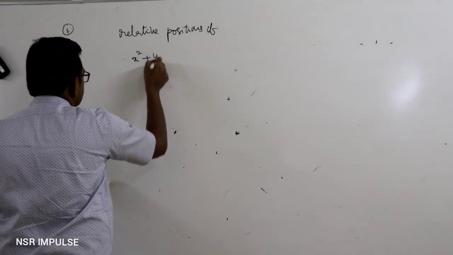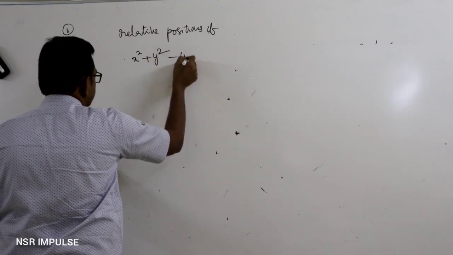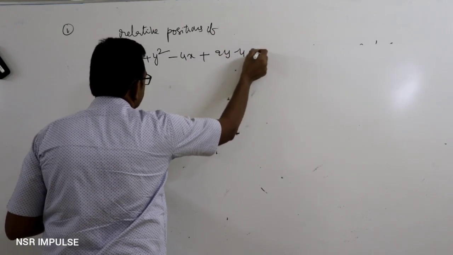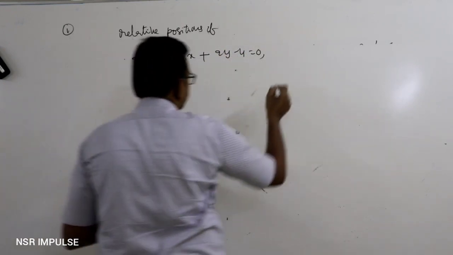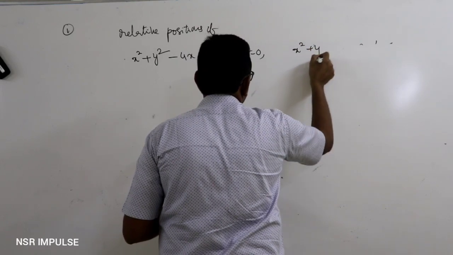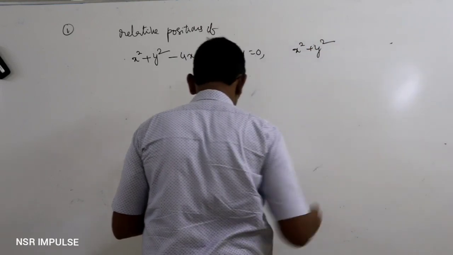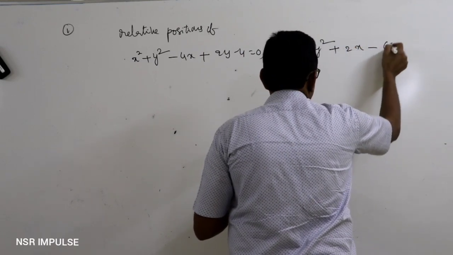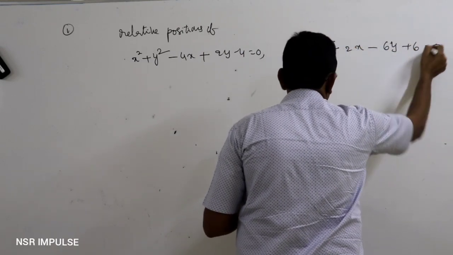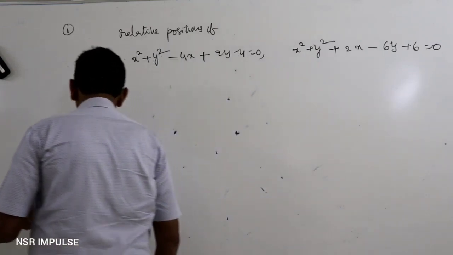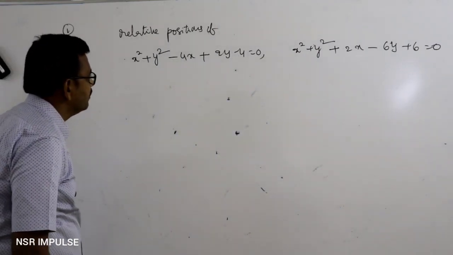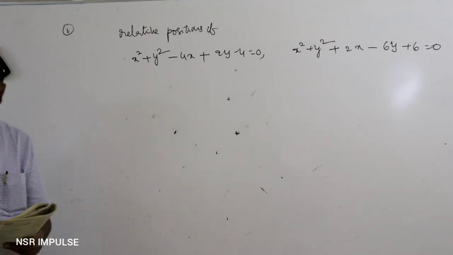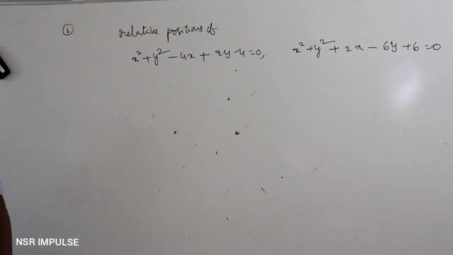x squared plus y squared minus 4x plus 2y minus 4 equal to 0, and x squared plus y squared plus 2x minus 6y plus 6 equal to 0, and find the number of common tangents.